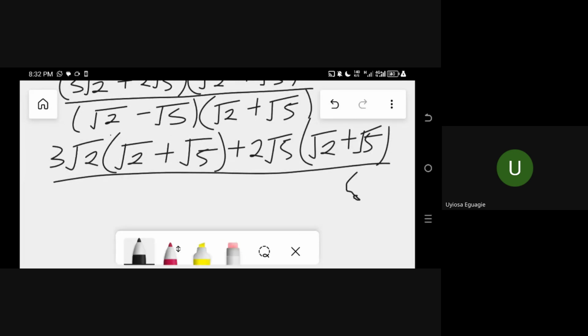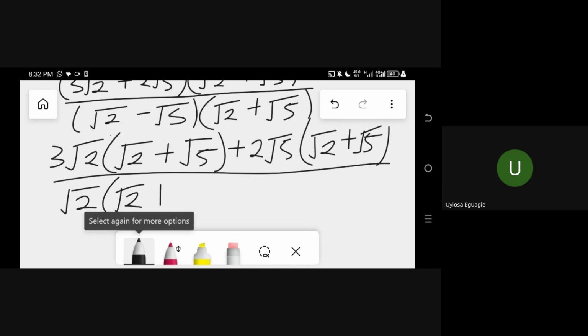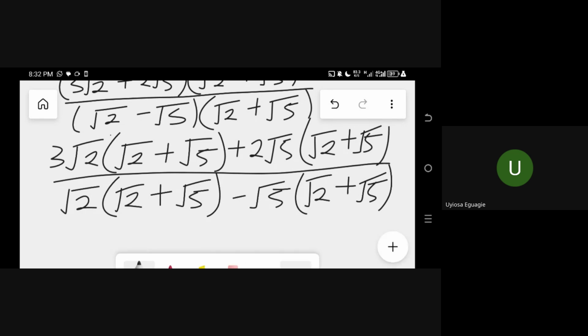Okay, so we'll come to that. I was saying we should take it as an assignment, but most people disagreed, so we'll just try to finish it. Otherwise, it's past time. So at the bottom, root 2 is multiplying root 2 plus root 5, then minus root 5 is also multiplying root 2 plus root 5.